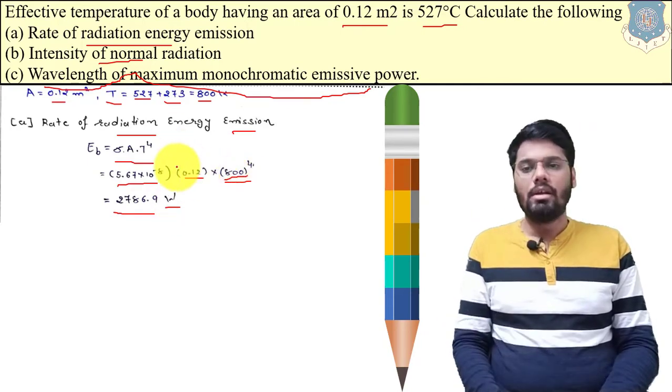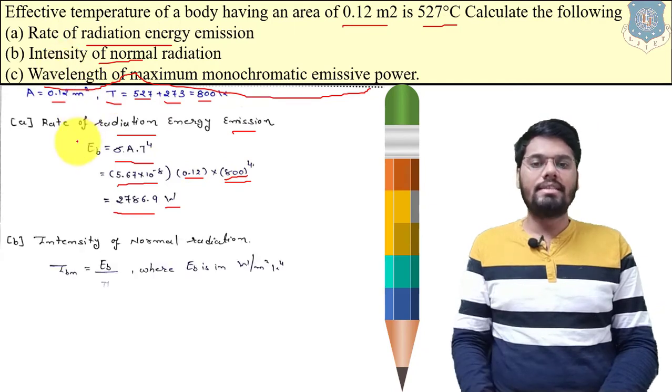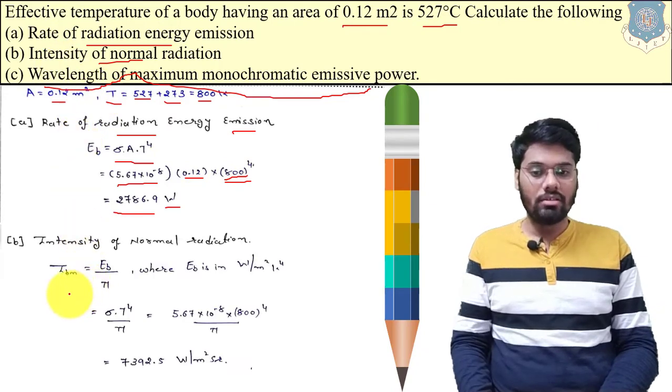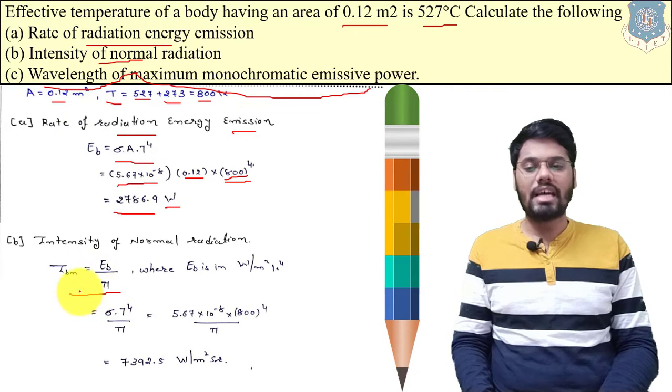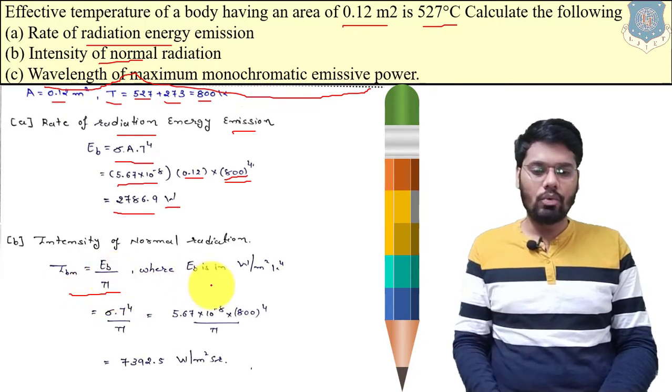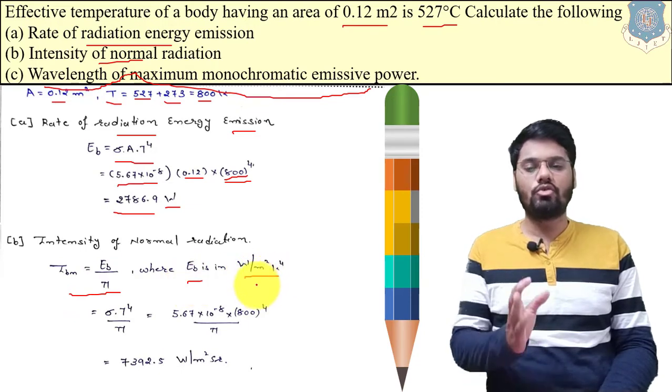Clear? Second, we need to find the intensity of normal radiation. We have the relation of intensity and emissive power, which is I_BN equal to E_B divided by pi. But in this equation, we have to put E_B in watt per meter square Kelvin raised to 4.